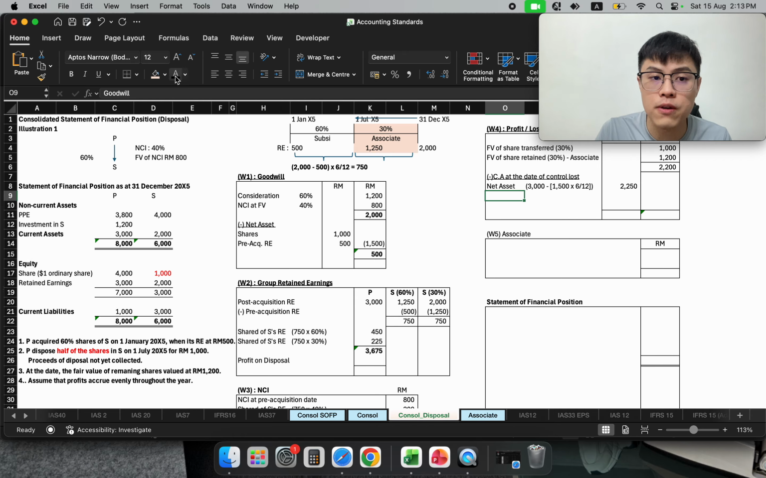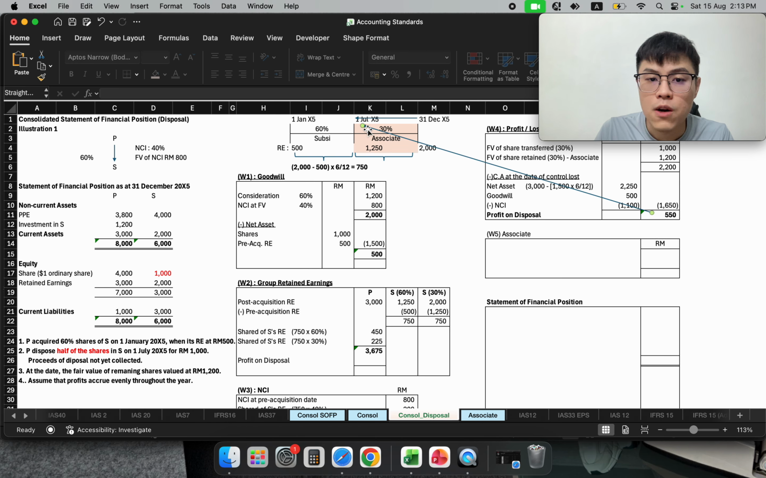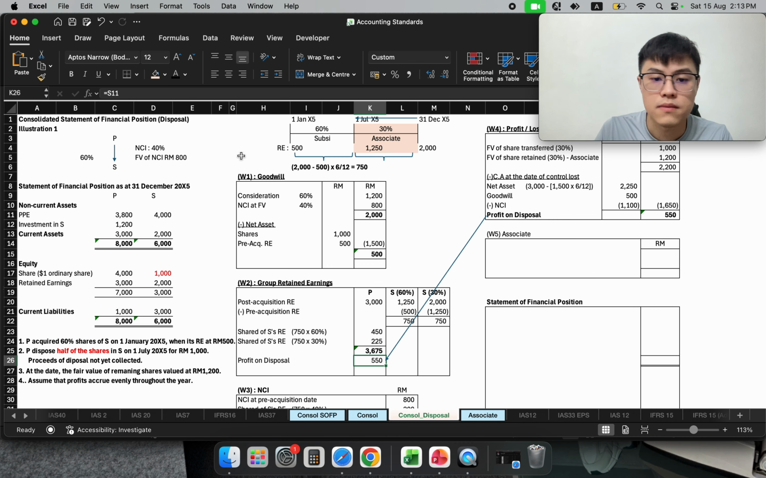And I will need to include my goodwill as well, because this goodwill is already realized. And I will need to take into account NCI as well. So we will arrive at the carrying amount of your subsidiary, which is 1,650. This is what you receive, and what your associate value is. And this is what you lost in terms of the carrying amount. So if you minus it, obviously you will see there's a profit on disposal, and you are going to transfer this profit on disposal, report it in your retained earning. And your retained earning will be 4,225.